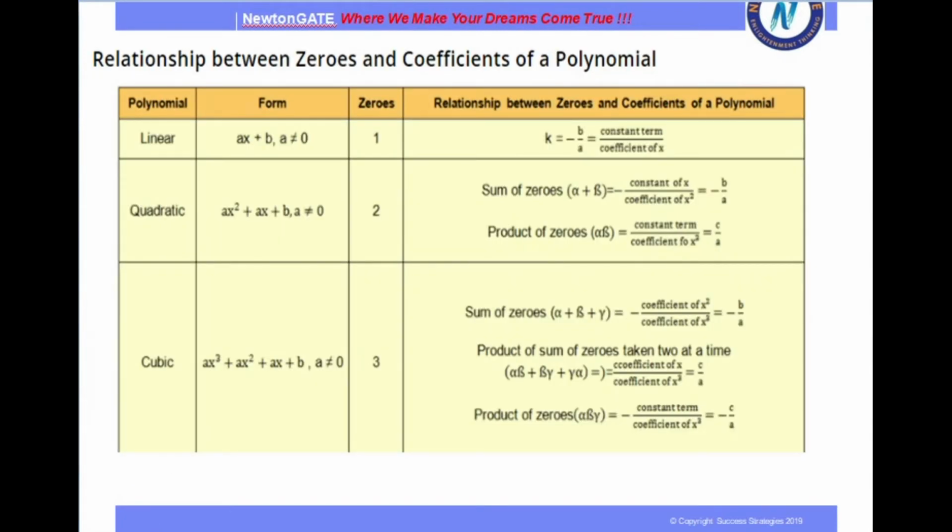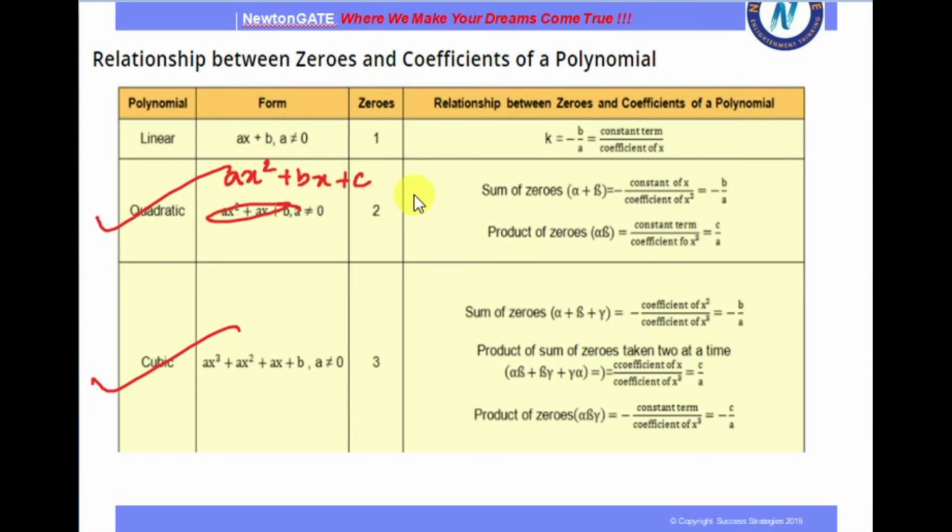Next, the most important topic in this chapter is the relationship between the coefficients and the zeros of a polynomial. Here I have taken the 3 types of polynomial which are there in your syllabus, especially the quadratic, which is very important, and the next is cubic. Well, here ax square plus bx plus c. Okay, if we take this ax square plus bx plus c.